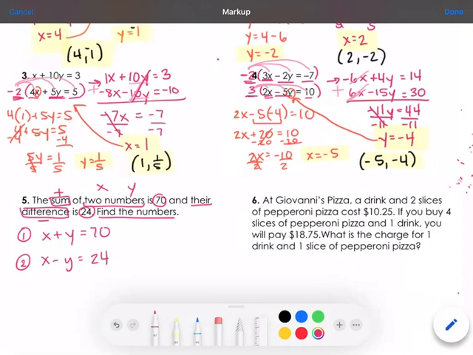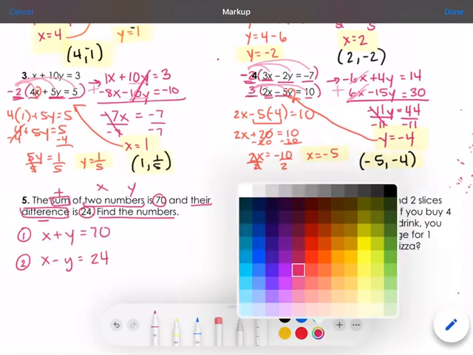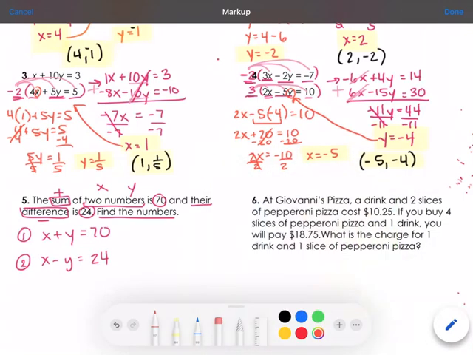So previously we solved one similar to this using substitution, but I think you can see now that it's actually pretty straightforward to solve this using elimination because I have a positive y and a negative y, which will cancel if I add these together. So I have 1x plus 1x, which is 2x. y minus y gives me 0. 2x equals 70 plus 24, which is 94. I divide both sides by 2, and I get x equals 47. That is my first number.